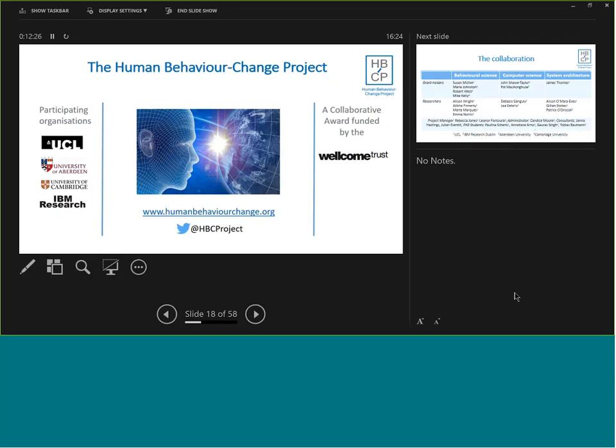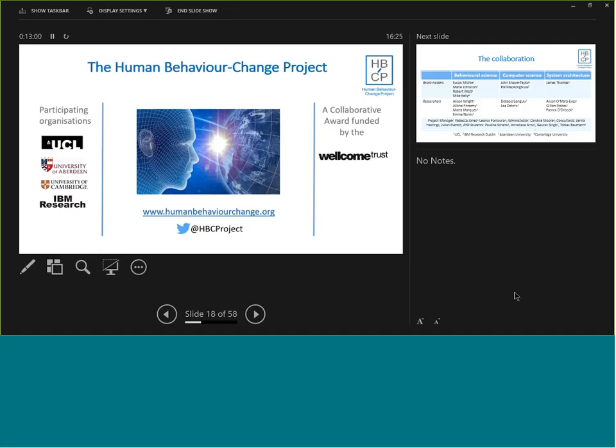So moving on now to the Human Behaviour Change Project. This is a Wellcome funded collaborative project. They've given us £3.7 million for 4 years to come up with a very ambitious set of objectives. I think this is going to be proof of principle because in that time there's a limit to what one can achieve. As you can see on the left-hand side, it's a collaboration of 3 different universities with also IBM Research who are based in Dublin.